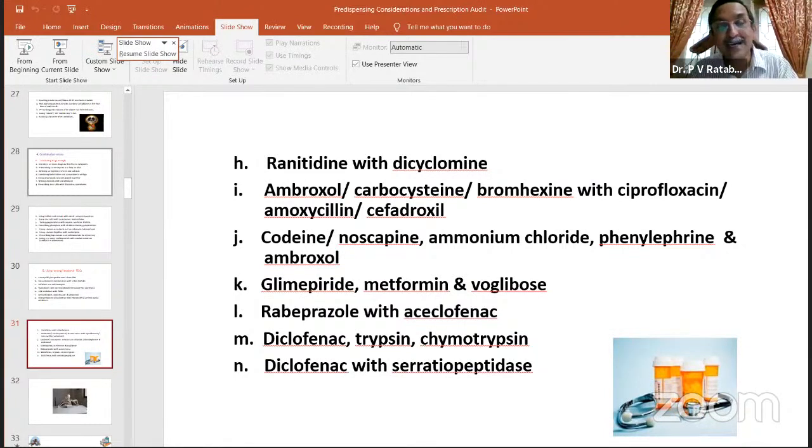Rabeprazole with aceclofenac, diclofenac, trypsin, chymotrypsin, again, is a wrong combination. Trypsin and chymotrypsin are enzymes to be given on an empty stomach. Diclofenac has to be given on a full stomach, so you cannot possibly combine this. It's one FDC.